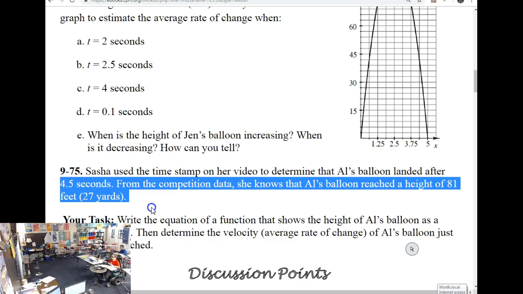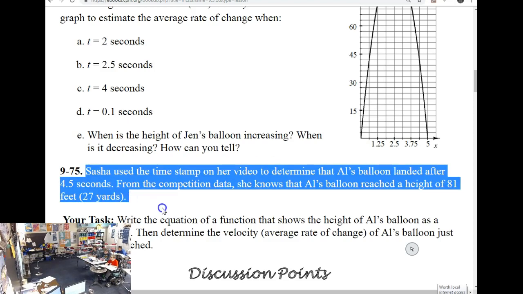So, 81 at 4.5. Well, be careful. It's not 81 at 4.5. It landed at 4.5, max height of 81. Wait, where's Al's launch? We're putting it on the graph. It's in problem 75. We're putting it on the graph.